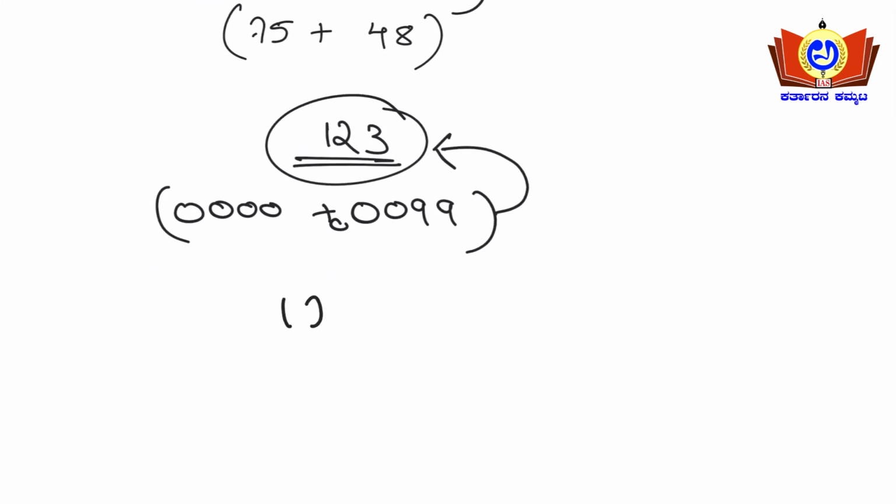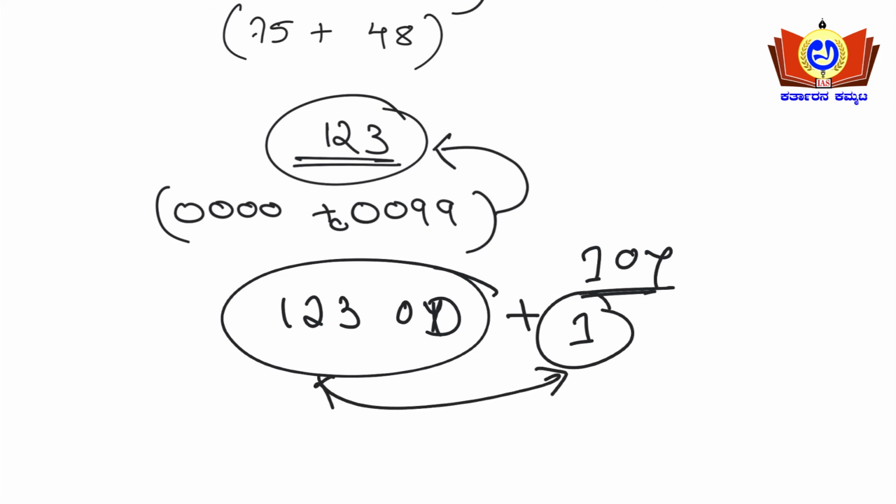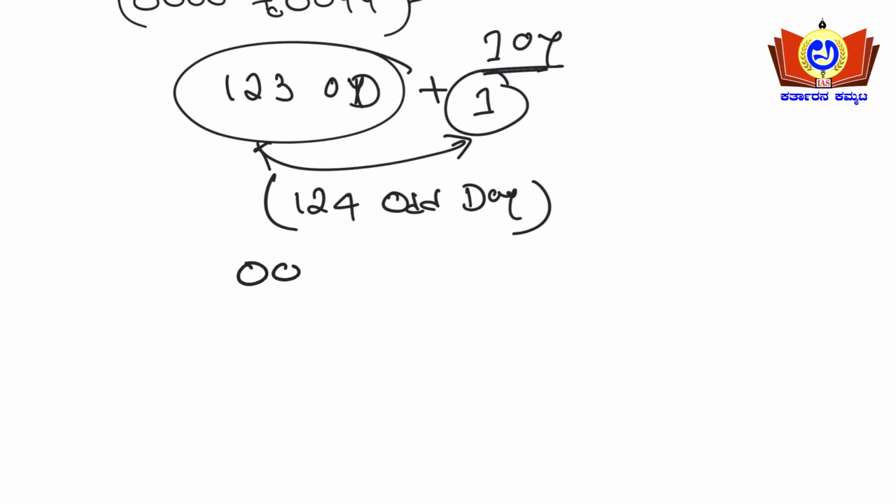So 123 odd days will be here for 0000 to 0099, plus an ordinary year. So in 1 ordinary year how many odd days will be there? 1 odd day will be there. So 123 plus 1, that will be 124 odd days in between 0000 to 0100 years. How many odd days will be there? 124 odd days will be there.